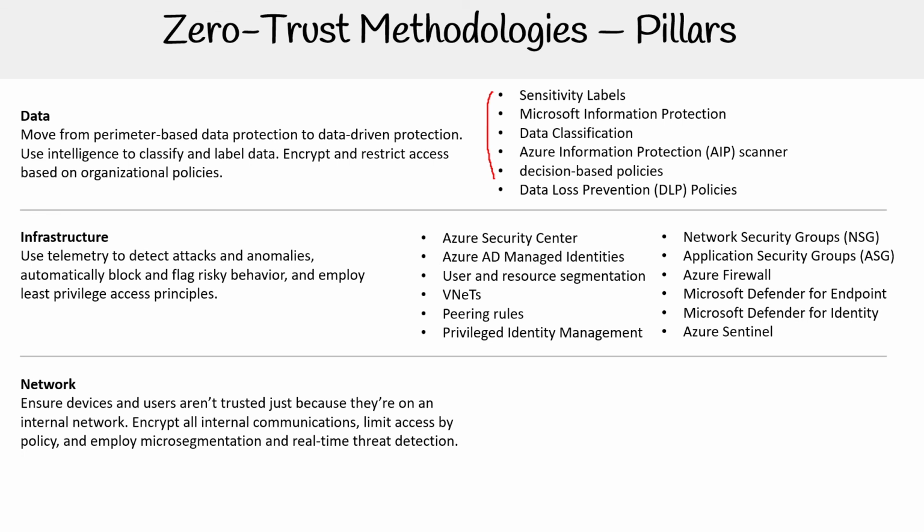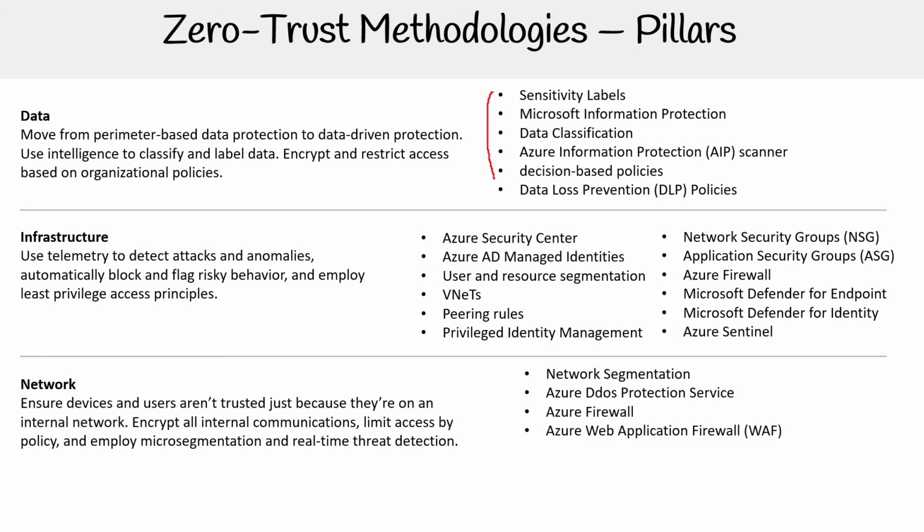And the last one here is network. I hate doing networking, but it's core to cloud. So ensure devices and users aren't trusted just because they're on an internal network. Encrypt all internal communications, limit access by policy, and employ micro-segmentation and real-time threat detection. So here we can do network segmentation, Azure DDoS Protection Service, Azure Firewall, the WAF, VPNs, proxies, bastions, SSL, TLS. And so there you go. That is all the pillars.